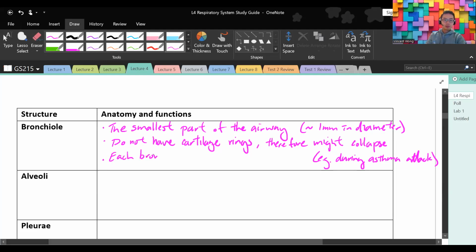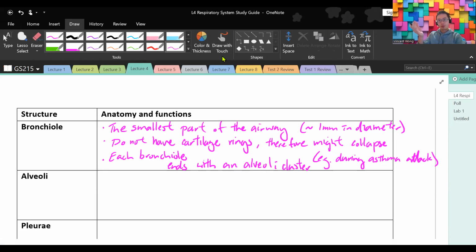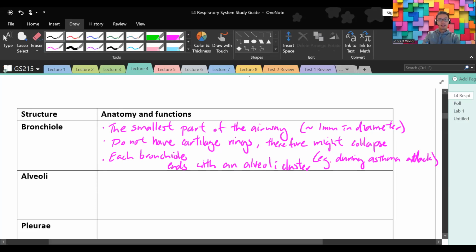Each bronchiole ends with an alveoli cluster. Okay, just like what I drew you, right? At the terminal end, you're going to have an alveoli cluster. And all these are going to be surrounded by blood vessels, right? Where you're going to reoxygenate your blood.